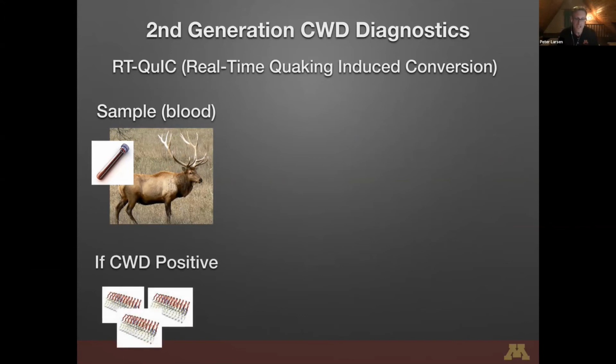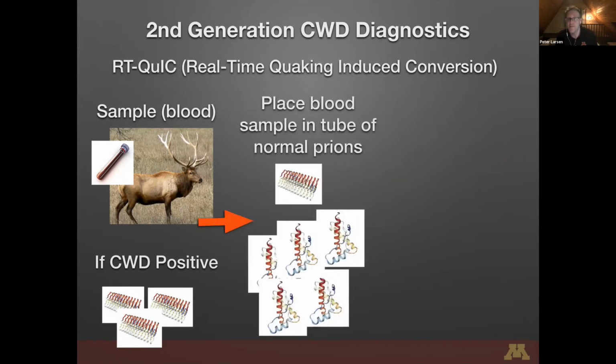Okay. If it's CWD positive, you have these misfolded CWD prions present in that blood sample. You then take a small amount of that sample, it's blood in this case, and you put it into a test tube that's full of normally formed prions. Okay, and I'm showing you there those ribbon diagrams. So you put it in a test tube that's just full of these normal prions.